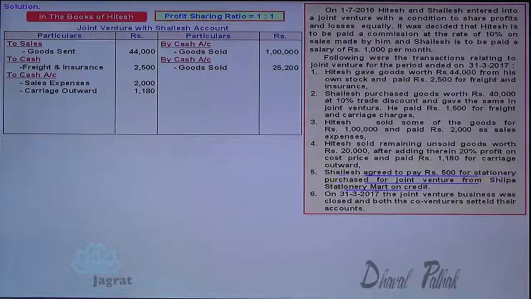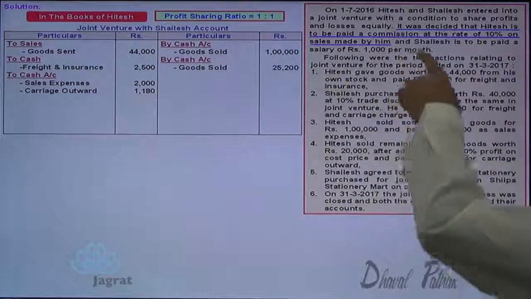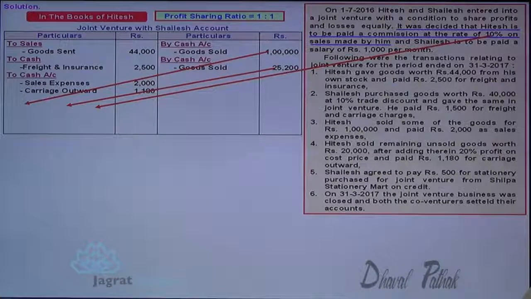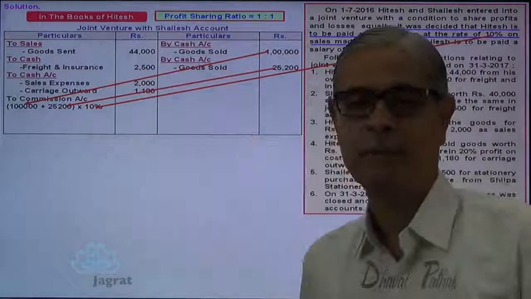Now Hitesh wants to have his share in profit, but before that I am required to give commission for the sales effected by him. Commission on sales is to be given at the rate of 10%. So 1,25,200 into 10% is a commission. It is a business expense, joint venture business expense.